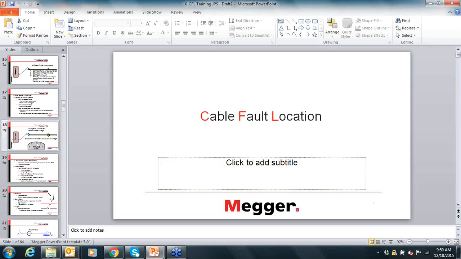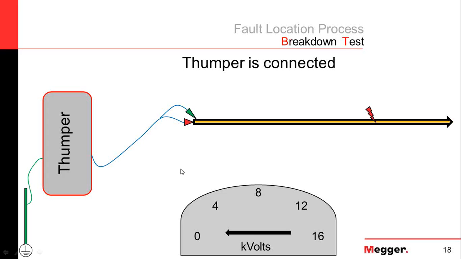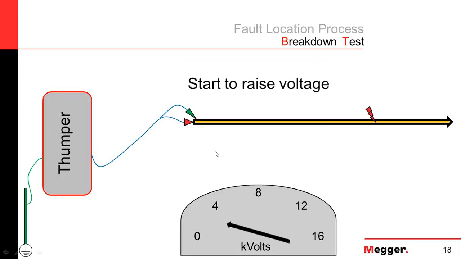Yeah, all right. So as part of the fault locating process, the first thing you would do is verify that it is a faulted cable you're working on, and we do that with a breakdown test. Here we have our thumper connected to a faulted medium voltage cable, and we use a function in the thumper called breakdown.